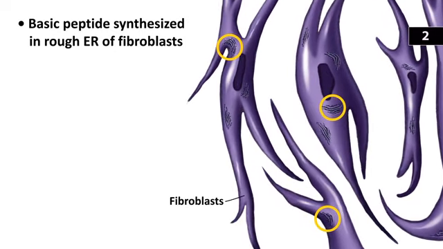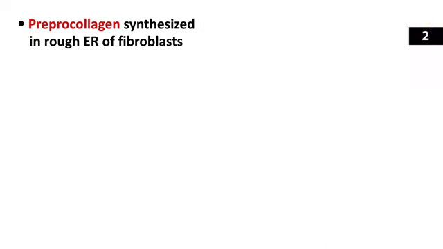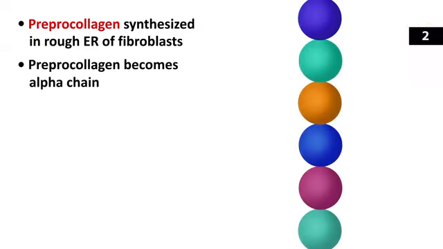So what are fibroblasts? They're the cells that create scars and fibrous tissue and collagen. So they translate the mRNA and synthesize a polypeptide called pre-pro-collagen. Lots of proteins are synthesized as propeptides, and then they're cleaved or modified to become the final protein. But this is actually first synthesized as a pre-pro-collagen. This is going to become the alpha chain of the collagen.